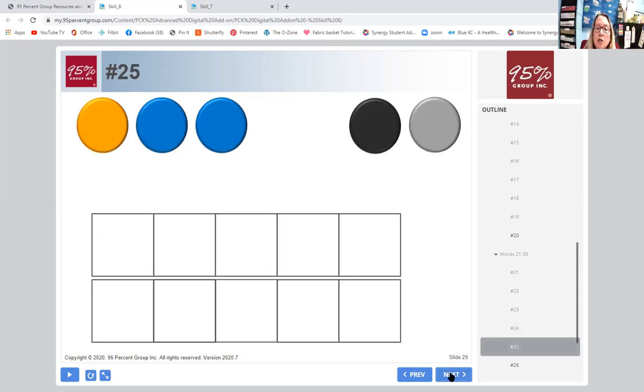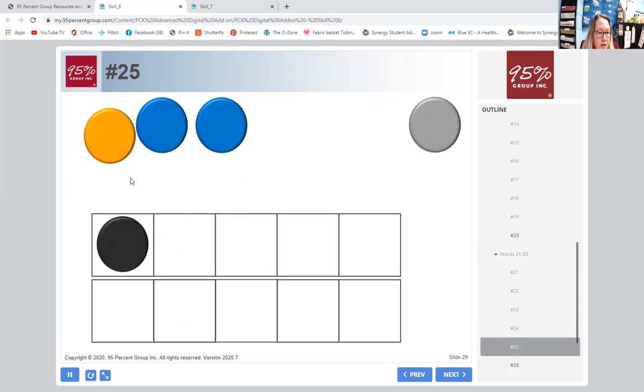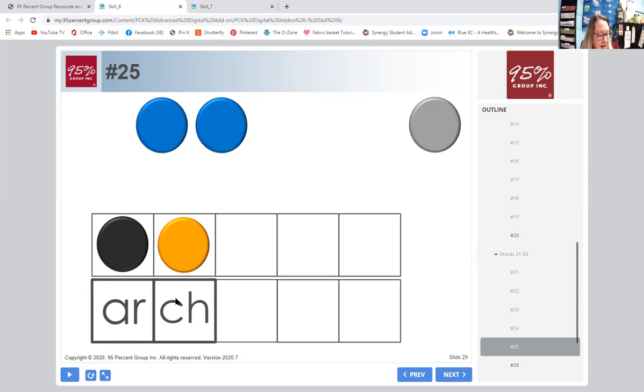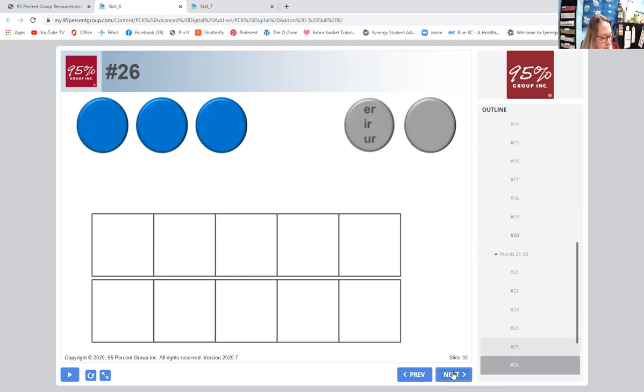Our next word is arch. Arch. I wonder if any of you have been to see the St. Louis Arch. Arch. Basically 2 sounds. Arch. Okay, lots more letters though. Fill in the letters that you would need for arch. Okay, the AR and then the CH, our digraph. Okay.